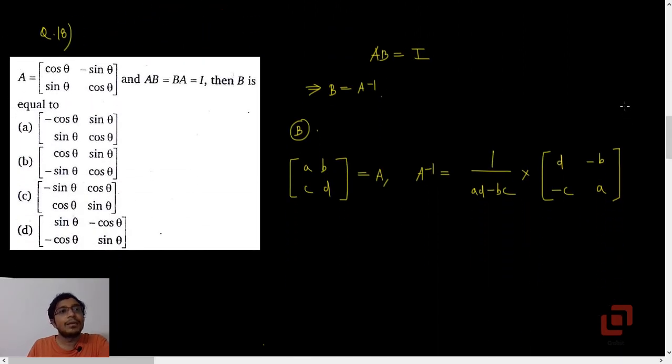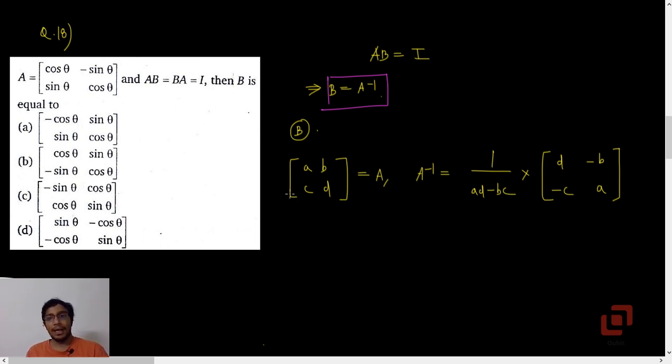Question 18. A is [cos theta, sin theta; minus sin theta, cos theta]. AB equal to BA equal to I. That implies that B is the inverse of A. Then B is equal to. Now you can solve this problem by two methods.